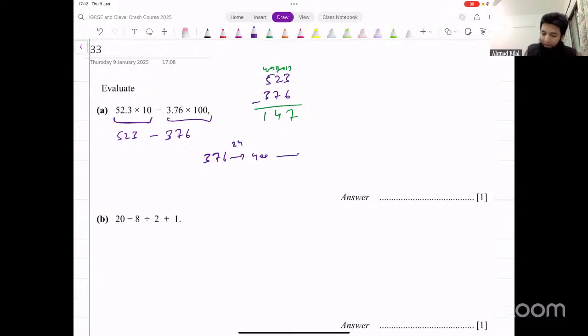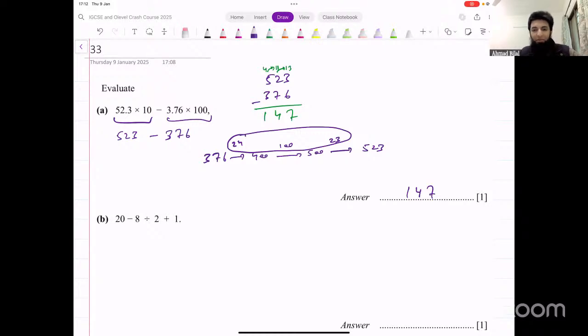And then what do you have to add to go to 500? You have to add 100 more. And then what do you have to add to go to 523? You have to add 23 more. 24 plus 100 plus 23, what's that? That's 147. And that's what you write here. That's your final answer. Okay, so a lot of times it makes things easier if you convert a subtraction problem to an addition problem like this.